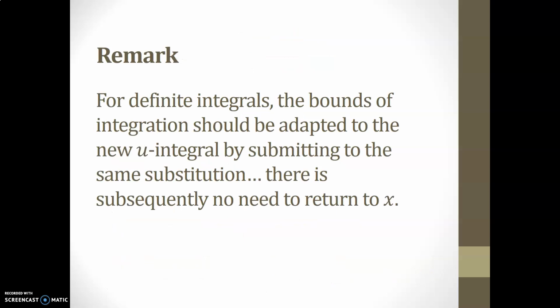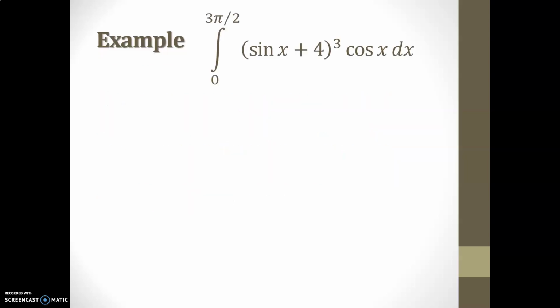For integrals that are definite, so with bounds, you should also switch the bounds to bounds of u, and that will avoid you from having to go back to x. Here's an example we've seen before, but now I've introduced bounds. So we've already said that a good choice of u is sine x plus 4, and the corresponding du, cos of x dx, is already appearing in the integral.